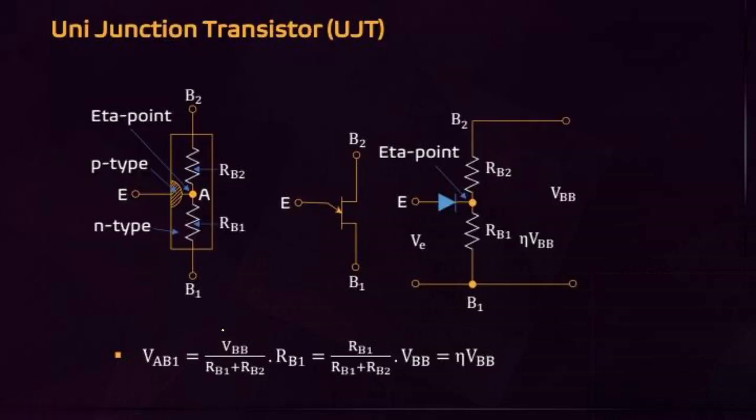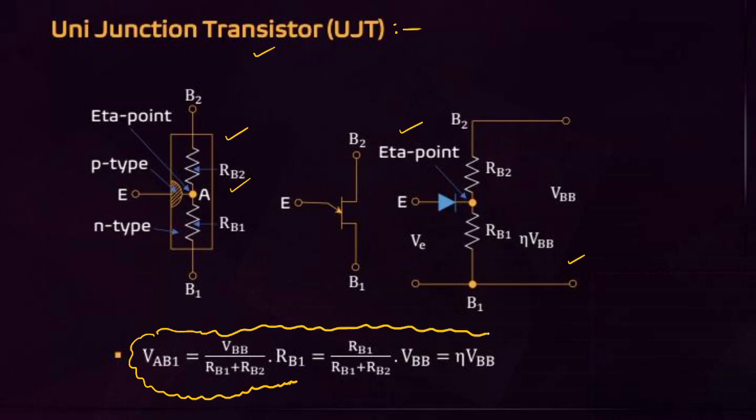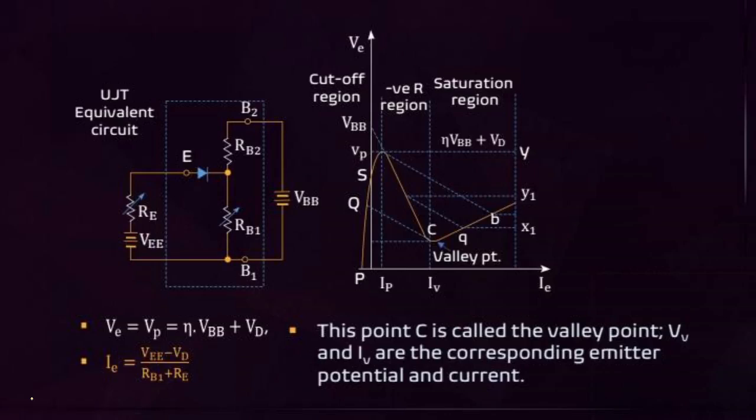Before starting the UJT firing circuit, there are some important points you have to remember for UJT. UJT stands for unijunction transistor. This is the structure of the UJT, and this is the equivalent circuit of the UJT. VB1 equals eta VBB, where eta is the standoff ratio that you have to concentrate on.